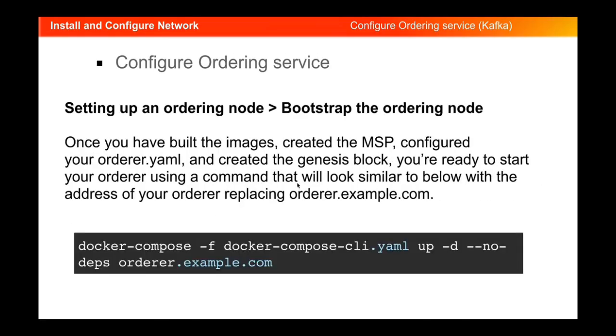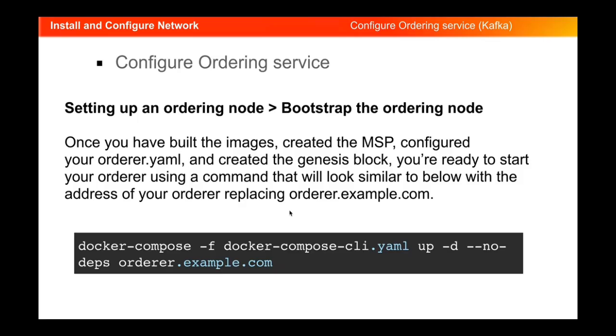Now, how are you going to bootstrap this orderer node which is prepped using the previous step? Once you have built the image, created the MSP, configured your orderer.yaml file, and created the Genesis block, you are ready to start your orderer using a command that looks similar to this. I'll explain and type this command when we go to the lab section. For the time being, remember that this is the command you have to execute in order to bootstrap the ordering node.